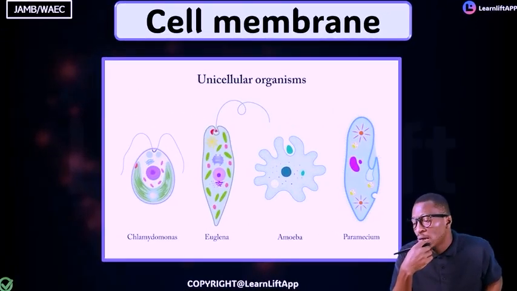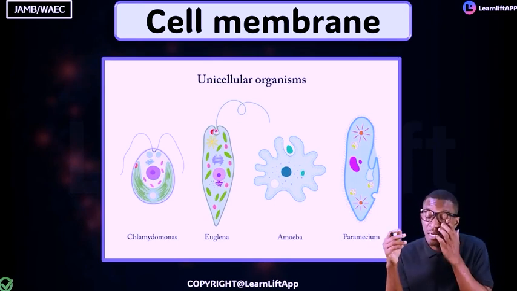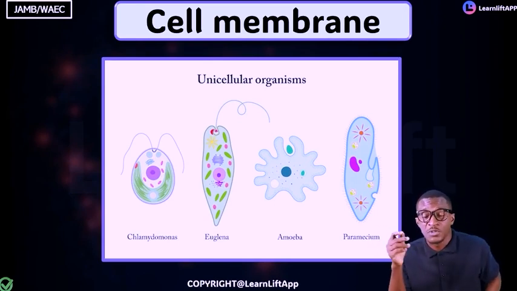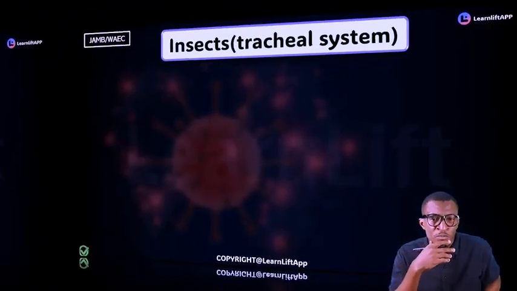This is your amoeba, this is your chlamydomonas. These are all unicellular organisms. They carry out direct respiration by diffusion. Do you understand that?